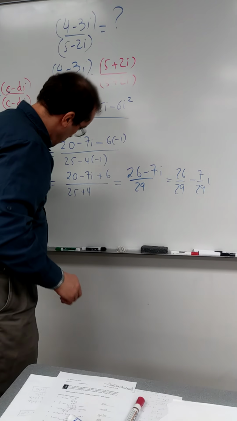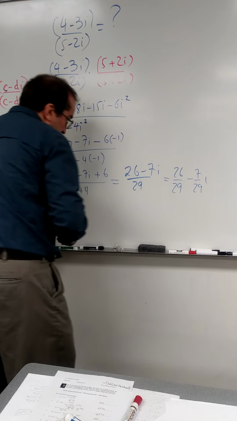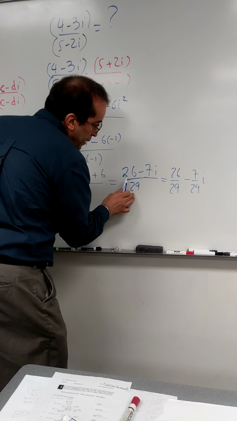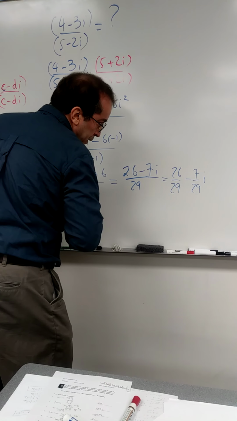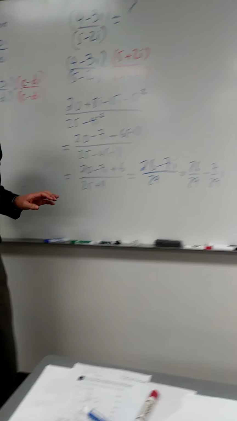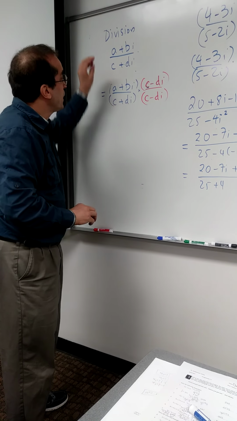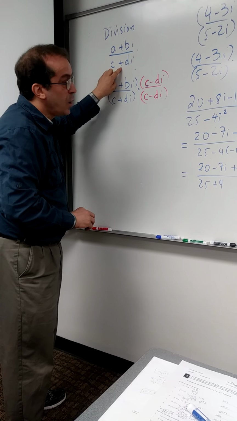That's the correct answer. We can split them up and write the result like 26 over 29 minus 7 over 29i. So that's what you do when you're dividing two complex numbers. You always multiply top and bottom by the conjugate of the bottom.